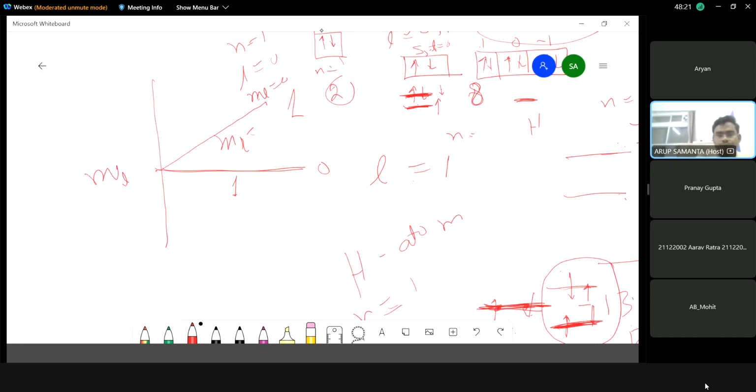The magnitude is 1, but ml values are 1, 0, and minus 1. Same phenomenon under a magnetic field. You have some angular momentum. It may have no change, or it may change to the positive direction.